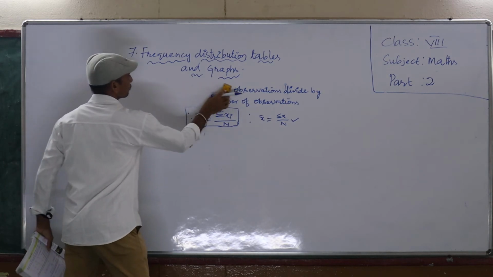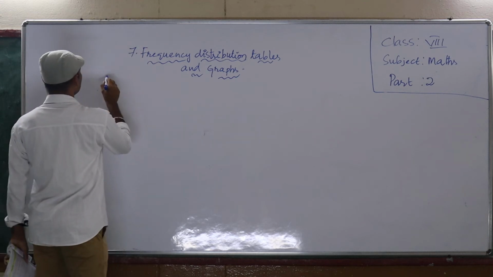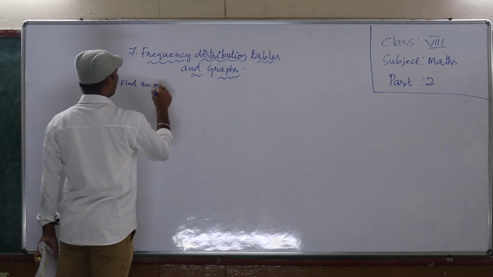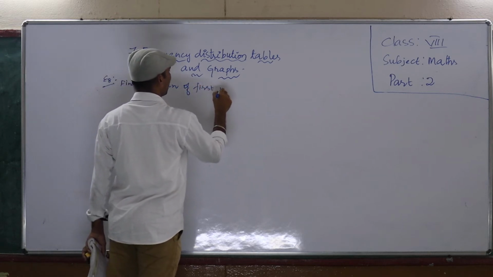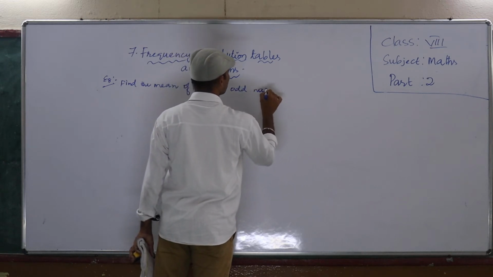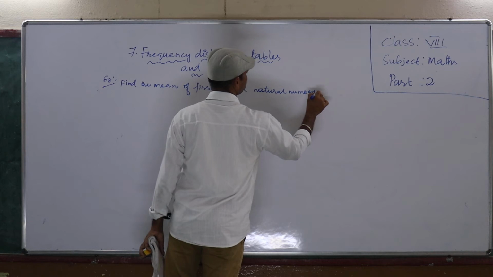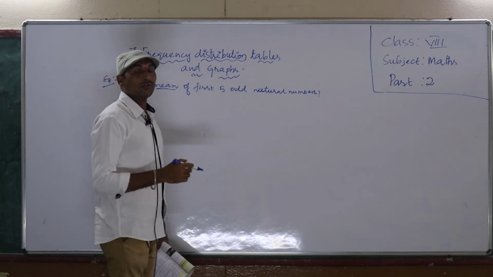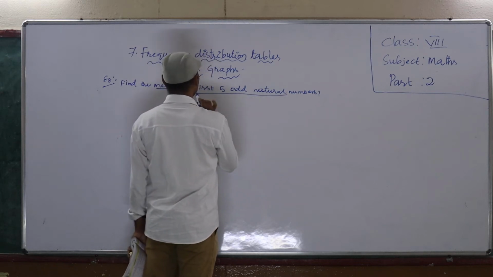See here. Right, first example. Find the mean of first 5 odd natural numbers. Question very important. What is given? Find the mean. So what is the data of first 5 odd natural numbers?